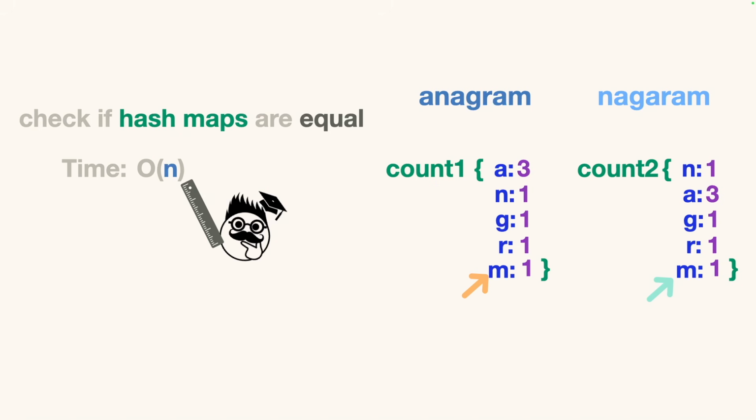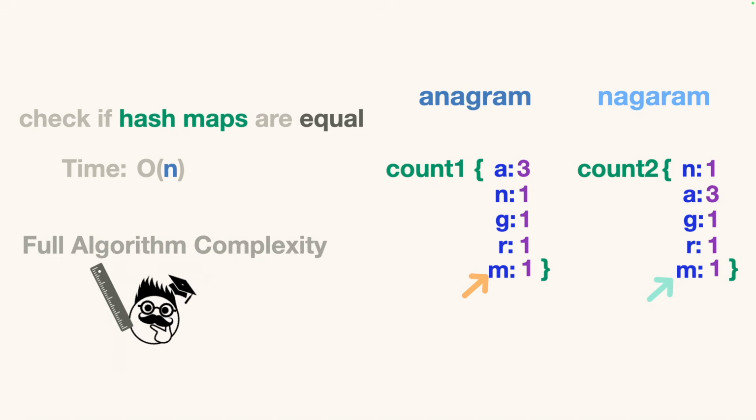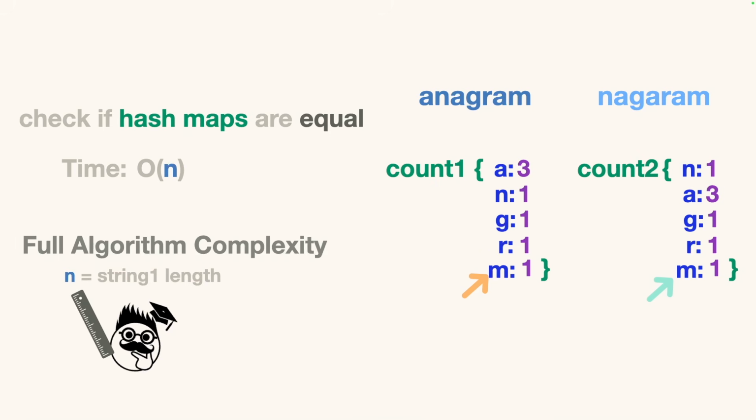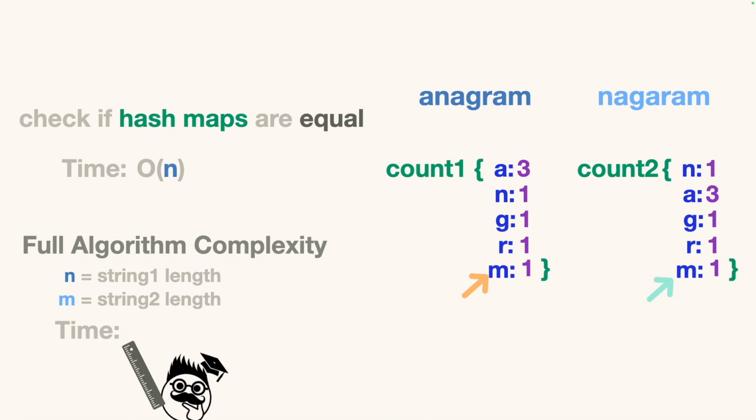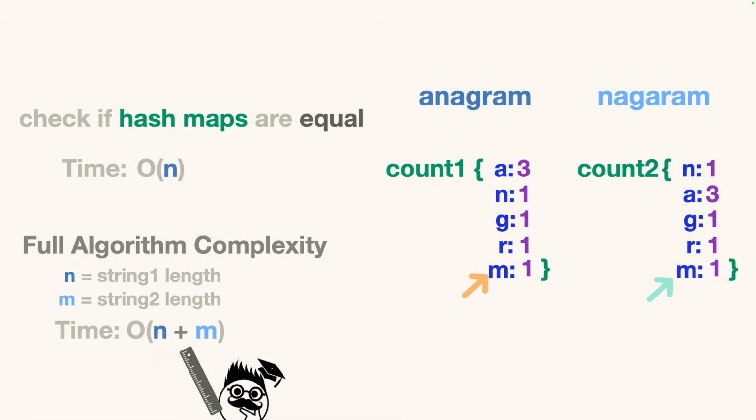Great. So with this subroutine complexity in mind, what would be the complexity for our full algorithm? Our full algorithm being the thing that checks if two strings are anagrams. Let's say that n is the length of string 1 and m is the length of string 2. What would the time complexity be? Well, to me, the time complexity is pretty straightforward, going to be an n plus m runtime, right? So where do these complexities come from? We started this algorithm by converting string 1 into a hash map, that takes n time, and then we converted string 2 into a hash map, and that takes m time.